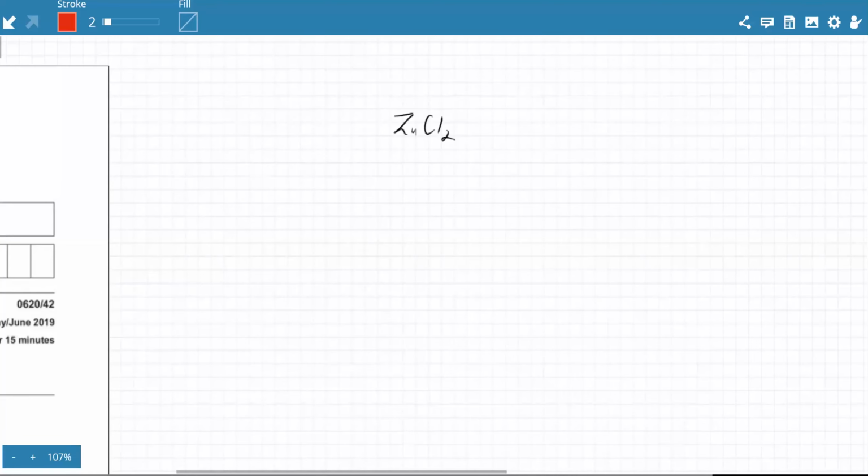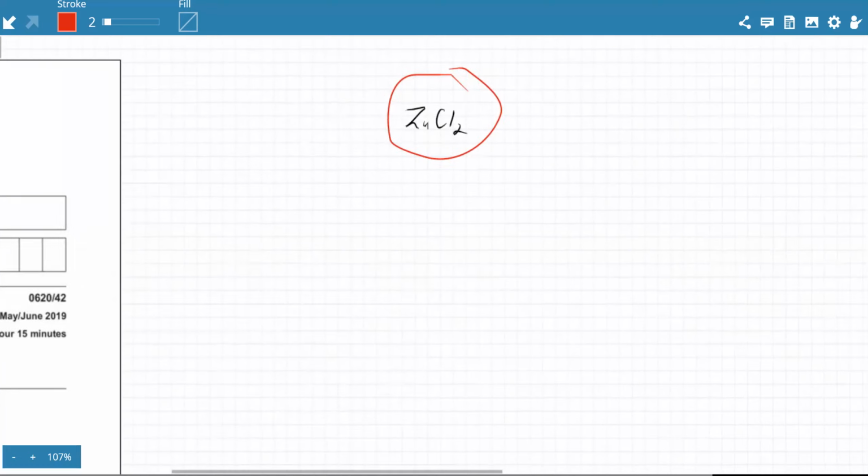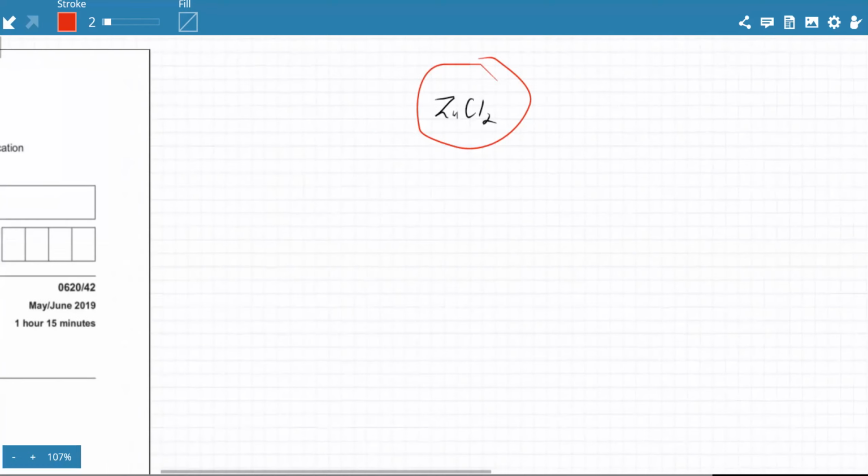The formation of zinc chloride. Mahad, do you know which acid I should use to make zinc chloride? HCl. Okay, so it's going to be HCl. And there are different ways of making it. What do I react HCl with?